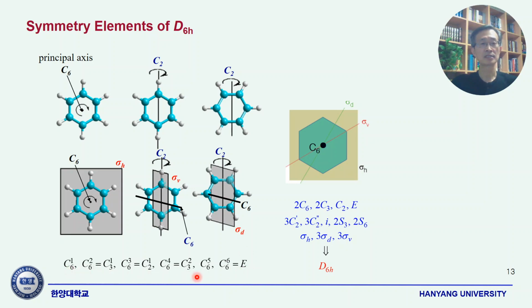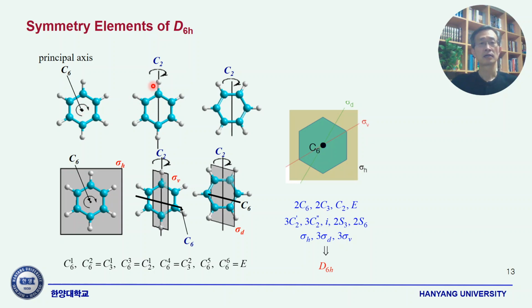So in this C6 symmetry element, you have two C6, this one and that one, C6^1 and C6^5, and then two C3, C6^2 and C6^4, which are C3 and C3^2, and one C2, which is C6^3. Okay? So basically for this C6 rotation, you have two C6, two C3, C2 and E, which are all included in the C6 axis.